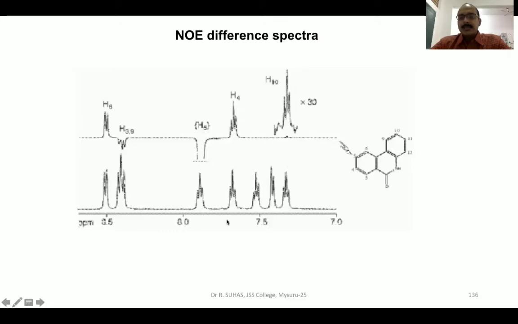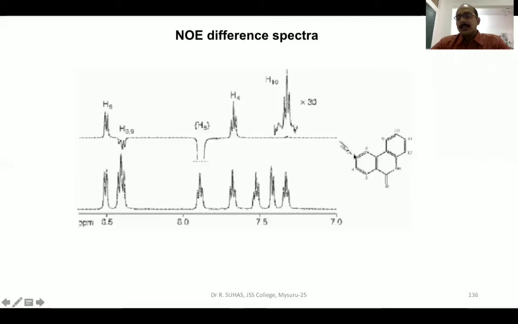See here, this is without double irradiation and this is after double irradiation. This is proton number 10. See here, proton 10, and see here also proton 10. This is after NOE. You can see that here the intensity of this particular peak is very, very less, whereas the intensity of this particular signal after NOE is greatly enhanced. It is roughly 30 times greater percentage of the enhancement. And hence I can say that these two protons are close by each other.